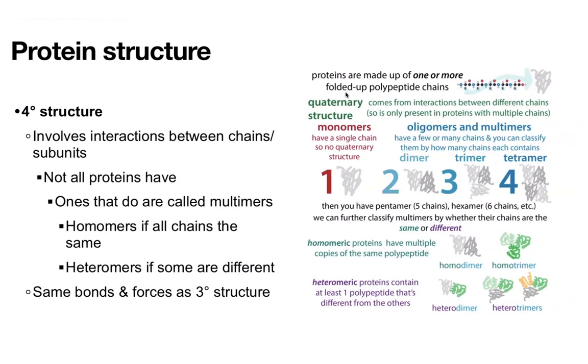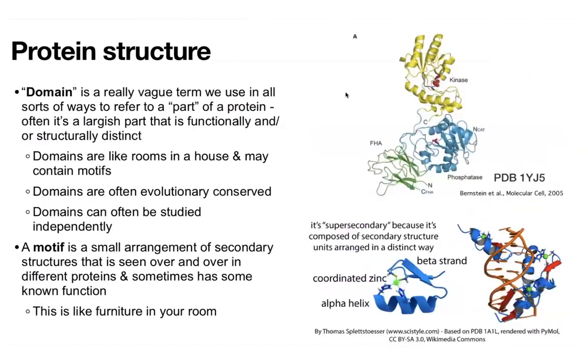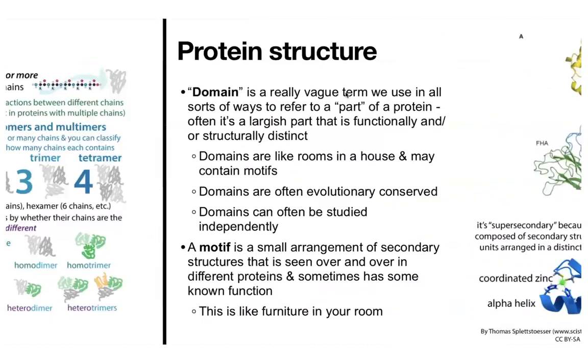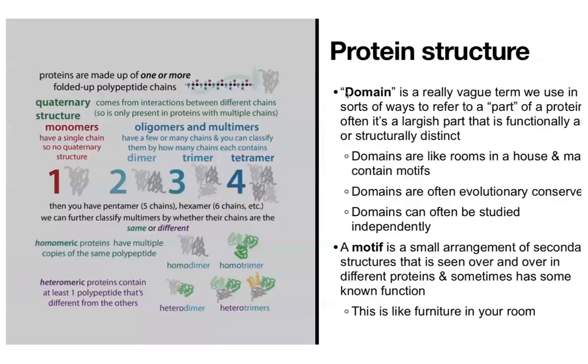Not all proteins have these, so some act as monomers or single chains. But if they have multiple, we can call them a multimer. We call them a homomer if all the chains are the same, or a heteromer if some are different. And then we can characterize them further based on if they're a dimer, so 2 subunits, a trimer, 3 subunits, a tetramer, 4 subunits, et cetera. But they're held together by those same types of interactions as hold together the tertiary structure.